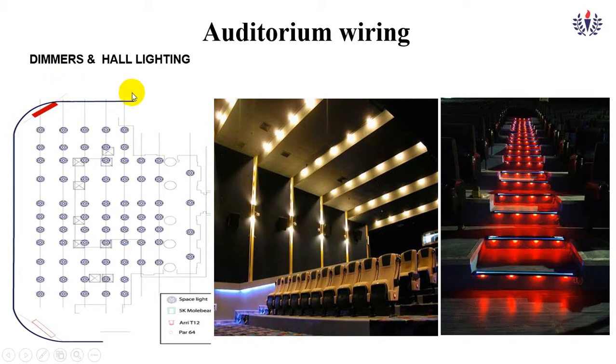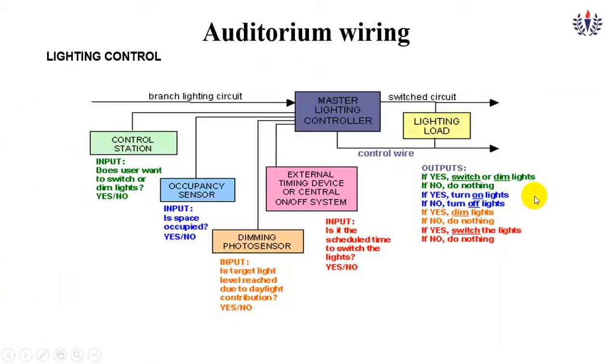So this is the next, dimmers and hall lightings, total lighting. So this is the plan of the hall. So here this may be the stage. So space light, and here you can see the top floor ceiling lights will be there for each individual space with equal spacing. The lamp will be placed. Here also we will be having some LED lights.